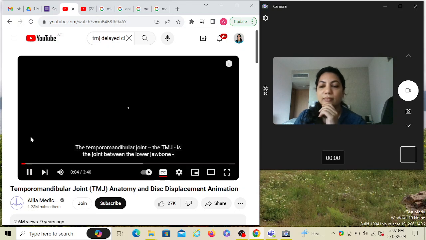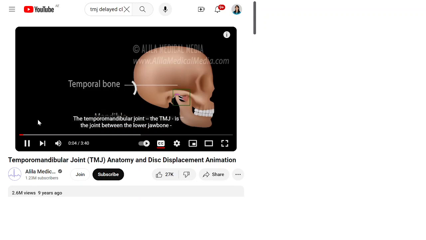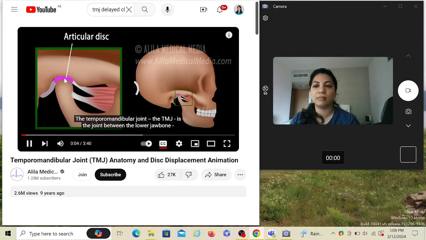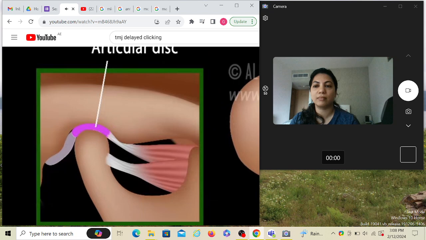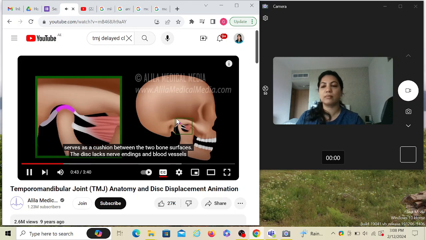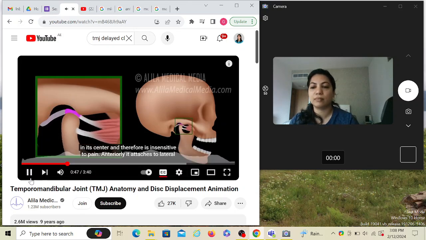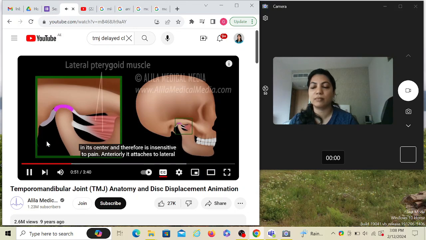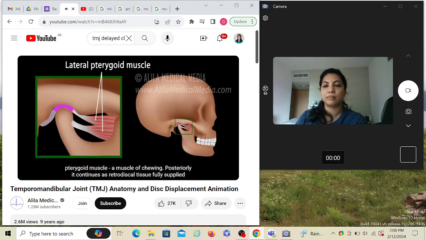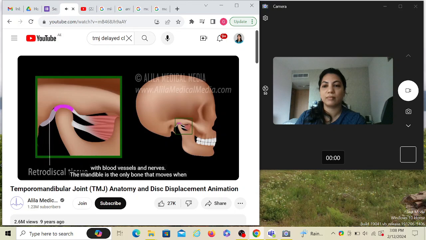The TMJ is the joint between the lower jawbone, the mandible, and the temporal bone of the skull. The TMJ is responsible for jaw movement and is the most used joint in the body. The TMJ is essentially the articulation between the condyle of the mandible and the mandibular fossa, a socket in the temporal bone. The unique feature of the TMJ is the articular disc, a flexible and elastic cartilage that serves as a cushion between the two bone surfaces. The disc lacks nerve endings and blood vessels in its center and therefore is insensitive to pain. Anteriorly, it attaches to the lateral pterygoid muscle, a muscle of chewing. Posteriorly, it continues as retrodiscal tissue, fully supplied with blood vessels and nerves.